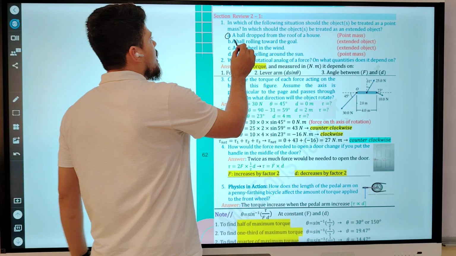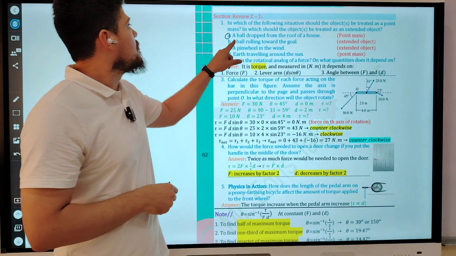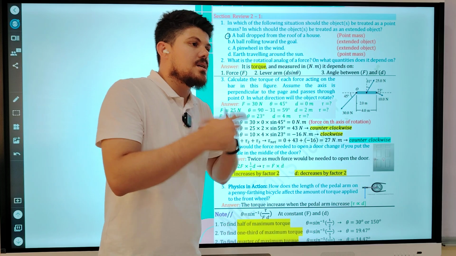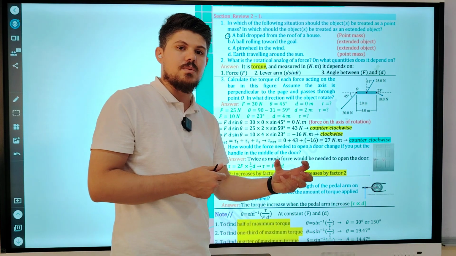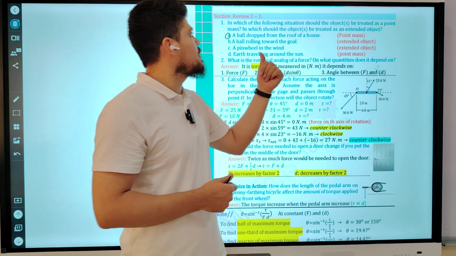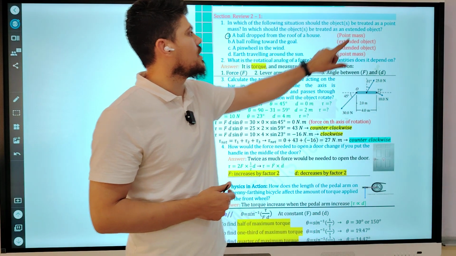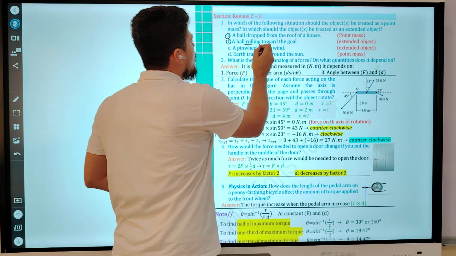Be careful. Branch A, a ball dropped from the roof of a house. Because the ball is dropped, it doesn't rotate. So this ball has only translational motion from one position to another. That is why the object is treated as a what? Point mass.